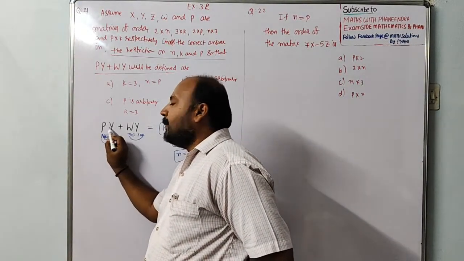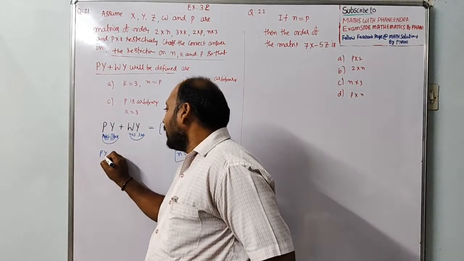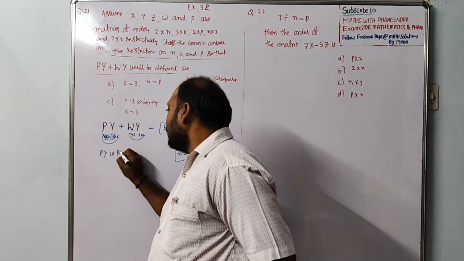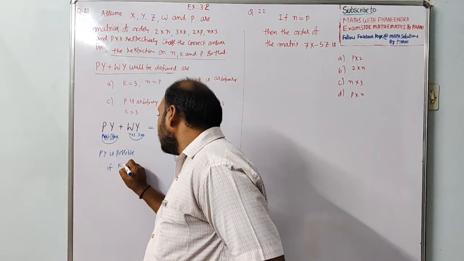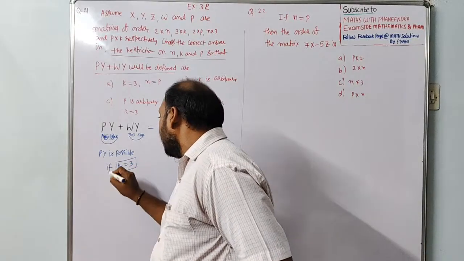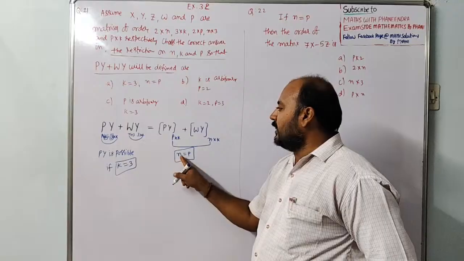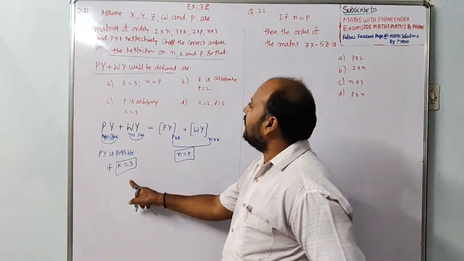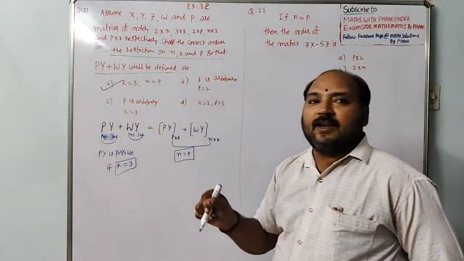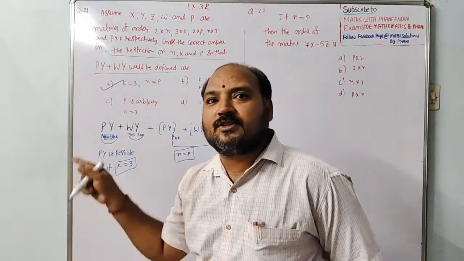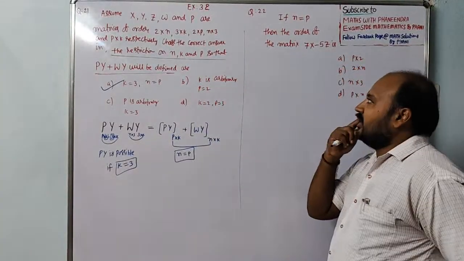And one more important thing, here K is equal to 3. These two, if you are multiplying these two, possible. PY is possible if K is equal to 3. This is important. K is equal to 3 and N is equal to P is there in the first option, dear students. This is the way we can find out. We'll move to another one here.